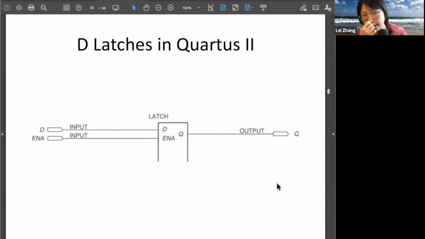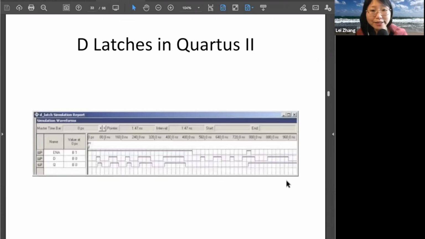The D latch symbol looks similar within any software package, with the input, enable signal, and output. The timing diagram looks very similar to our Vivado timing simulation. Within Vivado, we have a simulator, and when you do your simulation, it will generate the timing diagram. It looks similar to this one.